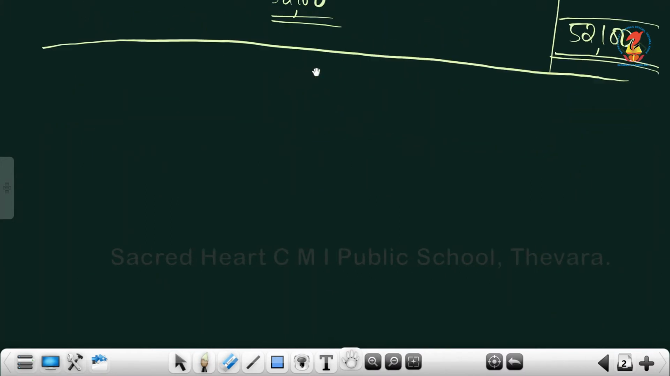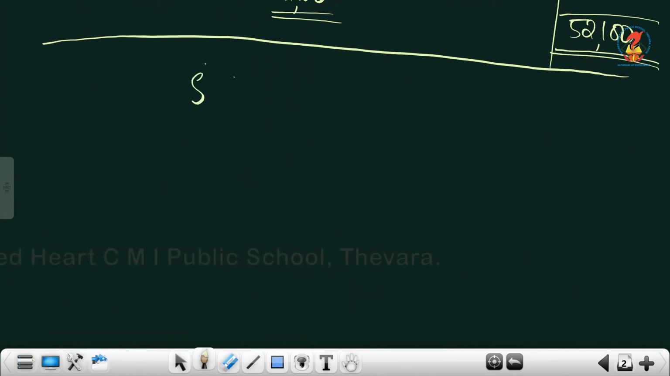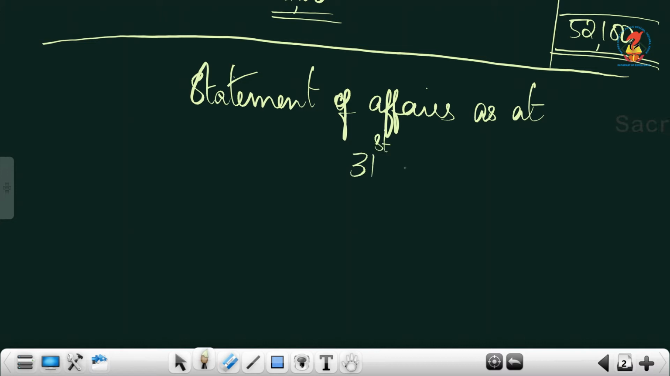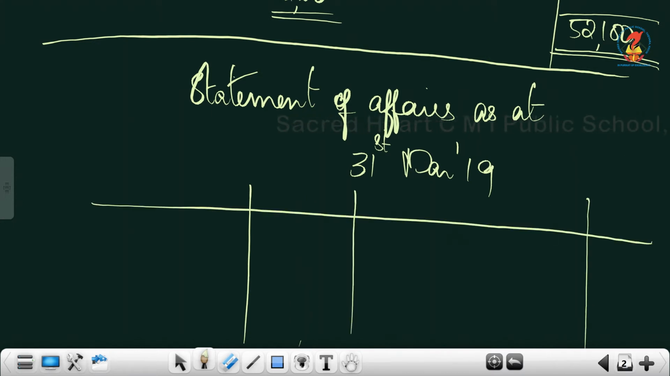Next we'll do closing statement of affairs. So you give the heading. Statement of affairs as at. The closing date is 31st March 2019. Before doing this closing statement of affairs, you have to go through the paragraph. That means certain adjustments are given, so we have to go through that paragraph first.